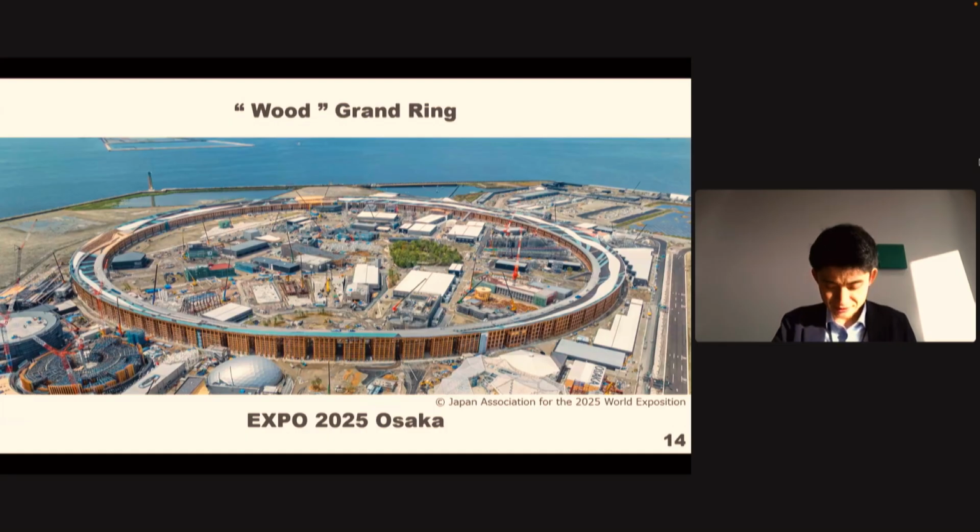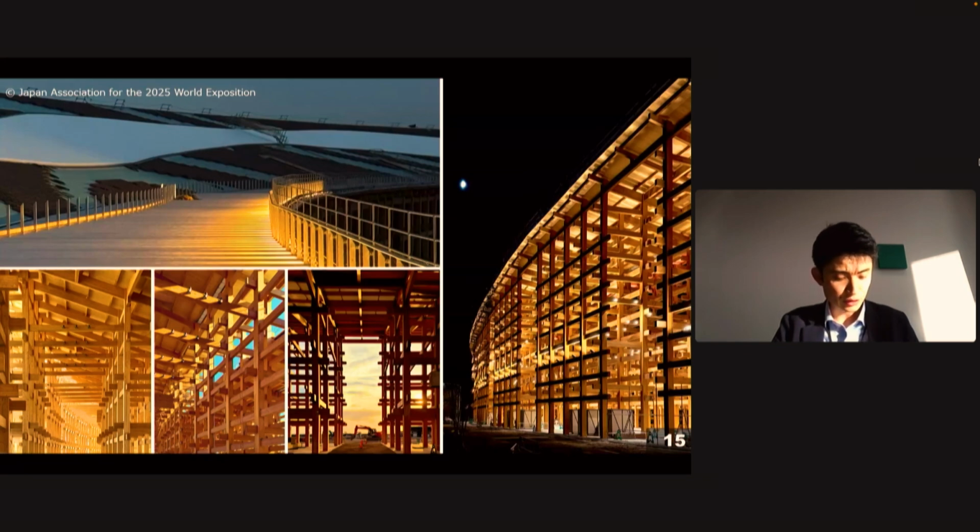So now, let's move to the Wood Grand Ring. It was a symbol of the expo. The ring is 2 kilometers in circumference, and visitors can walk both above and below the roof. This is one of the world's largest timber structures. Collaborating with master architect Fujimoto, Obayashi was responsible for the northeast part, from detail design through construction.